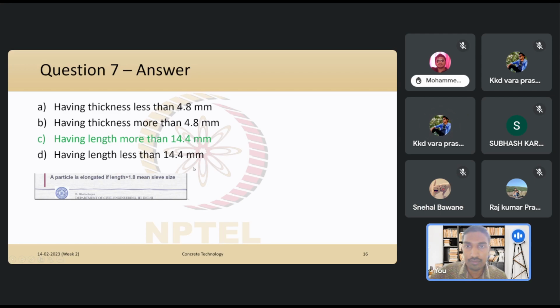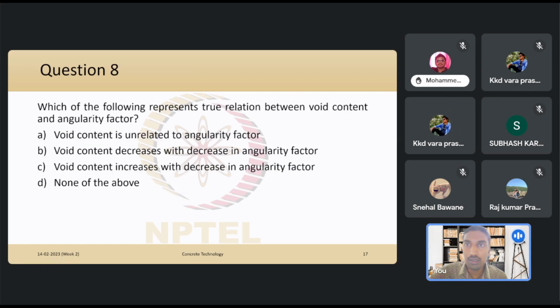Okay, moving on to question number 8. Which of the following represents the true relation between void content and angularity factor? The options are: void content is unrelated to the angularity factor, void content decreases with decrease in angularity factor, void content increases with decrease in angularity factor. Option D is none of the above.